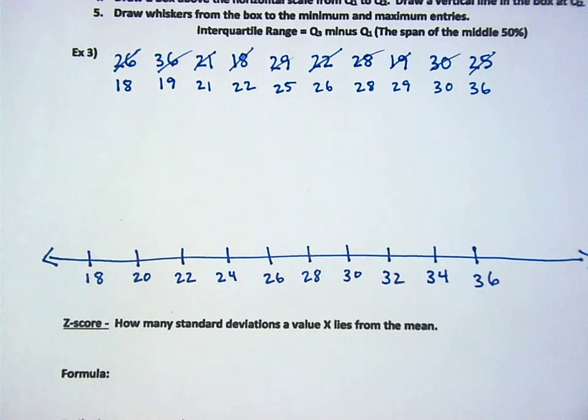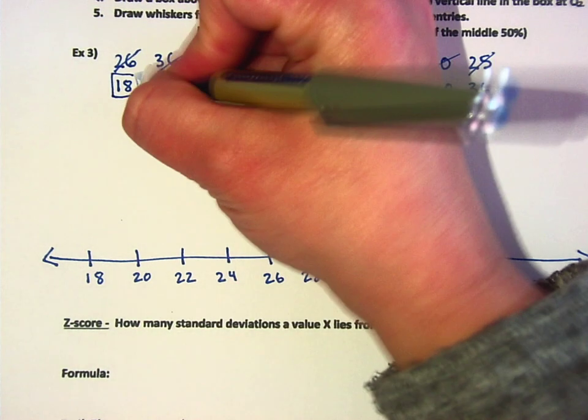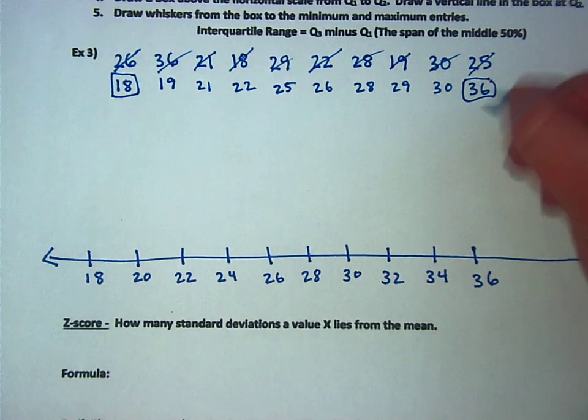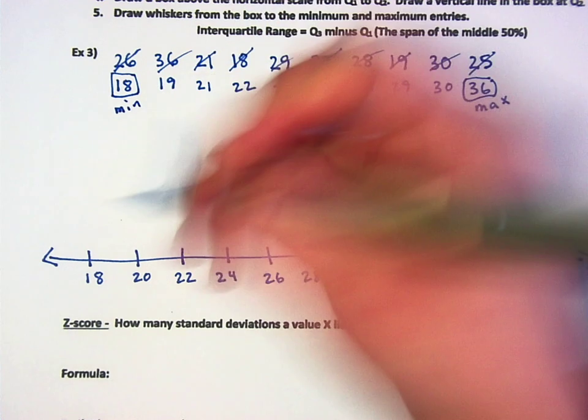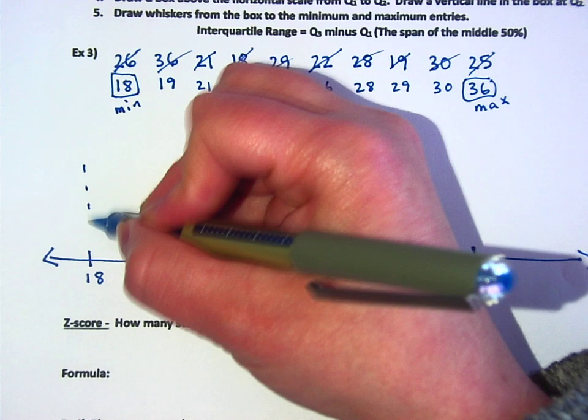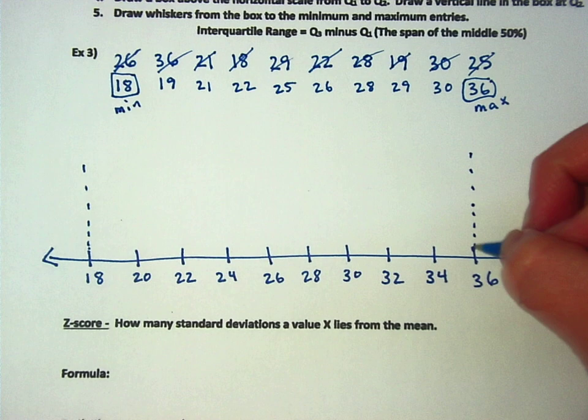All right, now you need a 5-number summary of this data. The things you need are the minimum and the maximum, so that's this one. Here's the max, here's the min. I'm going to put a dotted line through the maximum and the minimum.